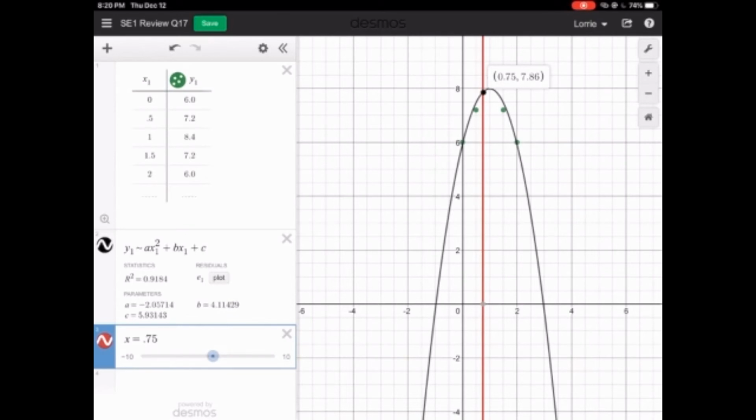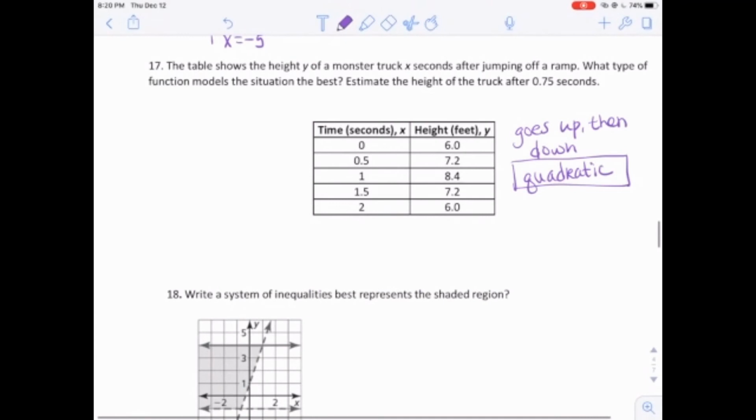There's a second way to do this algebraically, and I'm going to show it to you here in a second. But first, let's go ahead and write our equation based on this a, b, and c value. Rounding to the hundredths, and you'll know on the test how you need to round because your answers will be rounded a certain way, where it may tell you. We have y equals negative 2.06x squared plus 4.11x plus 5.93. That is our equation.